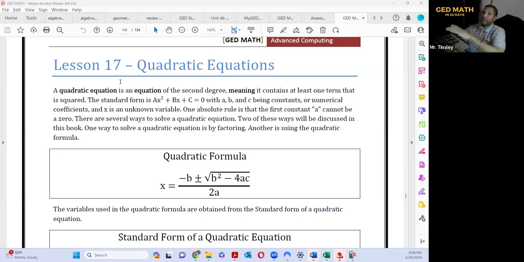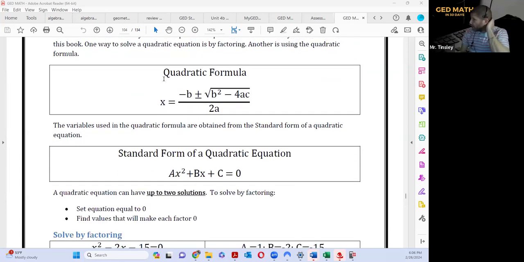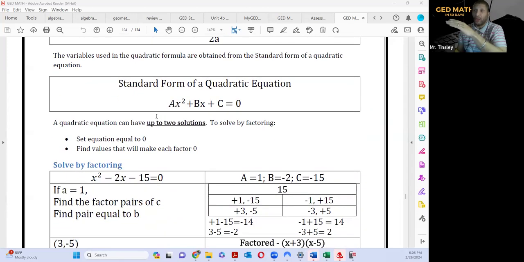So let's get started. Let's start with quadratic equations. First of all, what is a quadratic equation? What you see on the screen right now is right from my ebook. A quadratic equation is of the second degree, meaning it contains at least one term that is squared. That's the highest degree it can be. Standard form is ax squared plus bx plus c equals 0. Another important thing: a quadratic equation can have up to two solutions. The first way we're going to learn tonight is how to solve a quadratic equation by factoring.